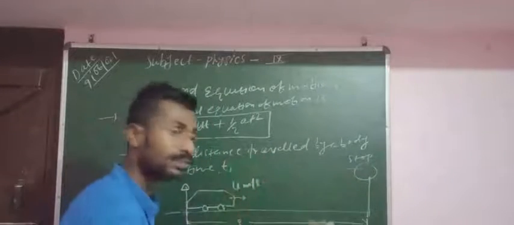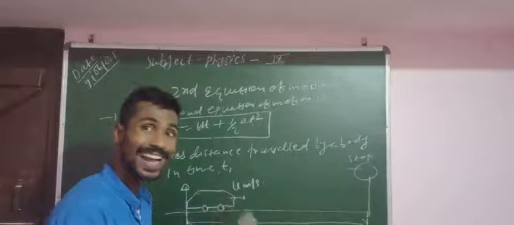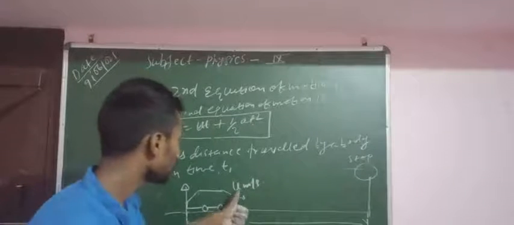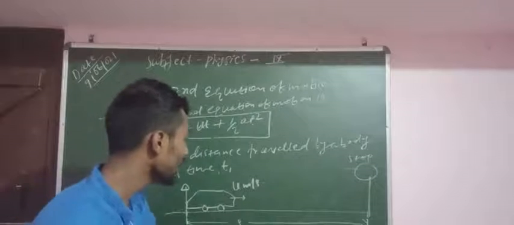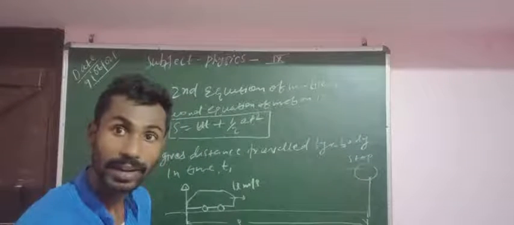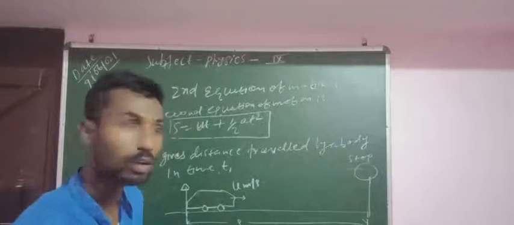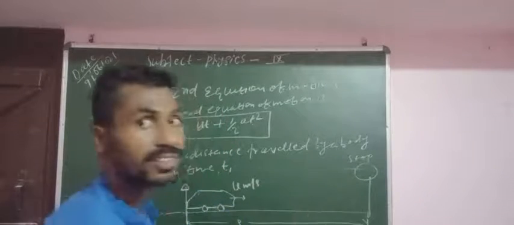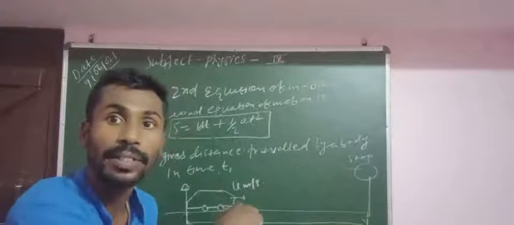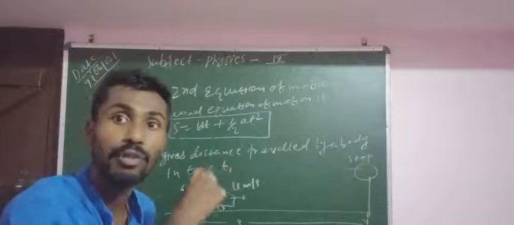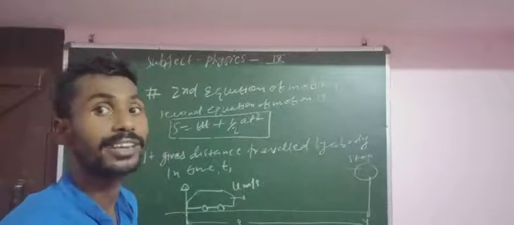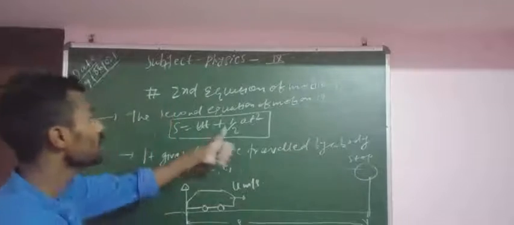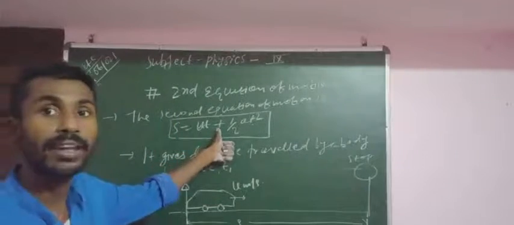The distance s covered by the car with an initial velocity of u meter per second in time t. In that case, how do we calculate the actual distance covered by the car with this velocity and that given time? So we can easily calculate the distance between them using this formula.